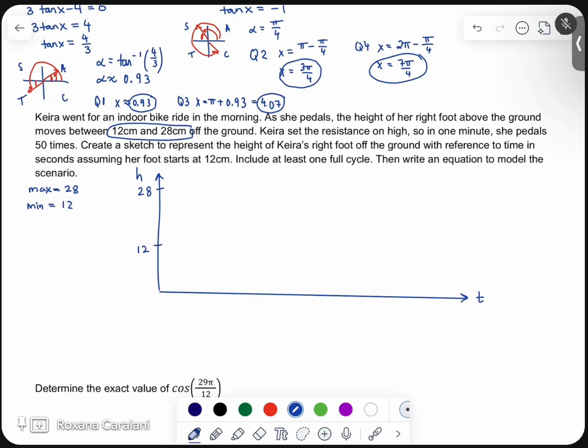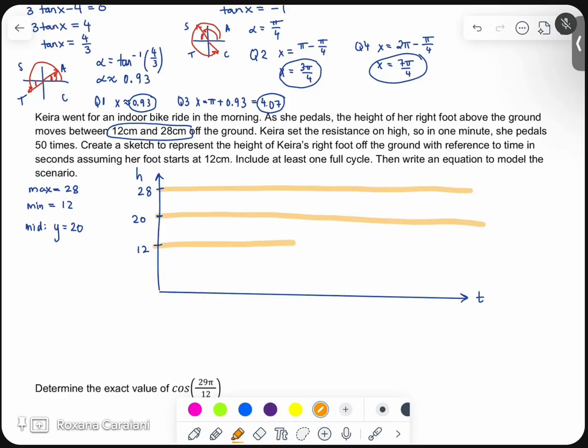And I know that her foot is going to fluctuate between these values, which means my midline is going to be at the average of 28 and 12, right halfway. So if I add 28 and 12, I get 40, and 40 divided by 2 is 20. So 20 is my midline. Now, personally, I've always liked highlighting these 3 lines. It gives me a nice guide when I have to create my function.